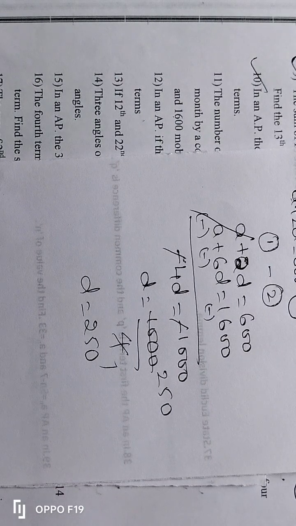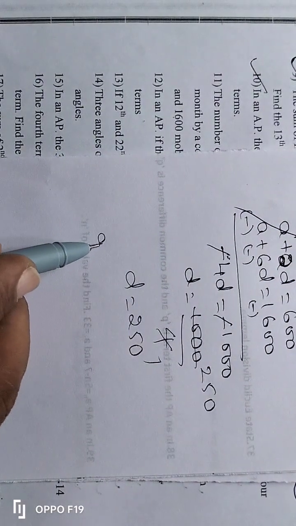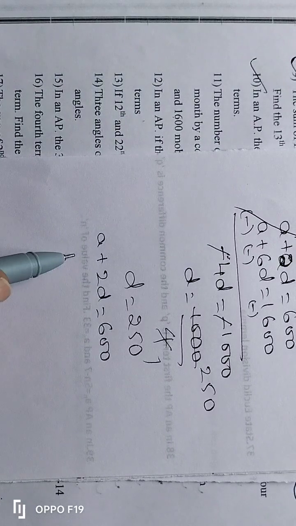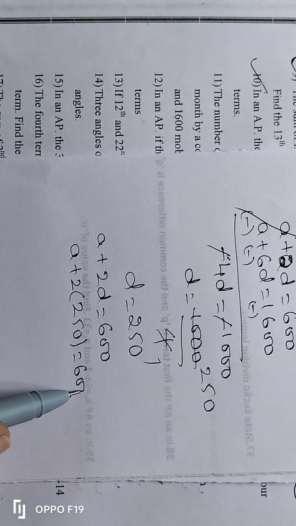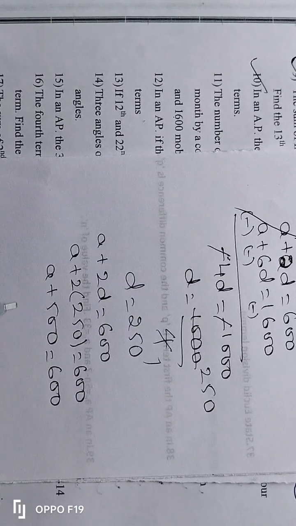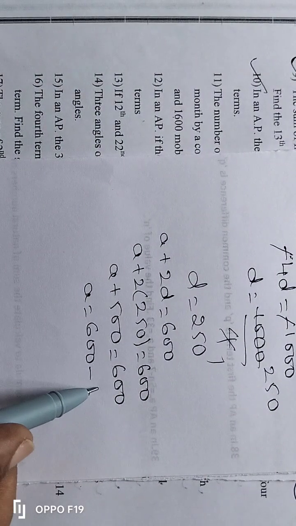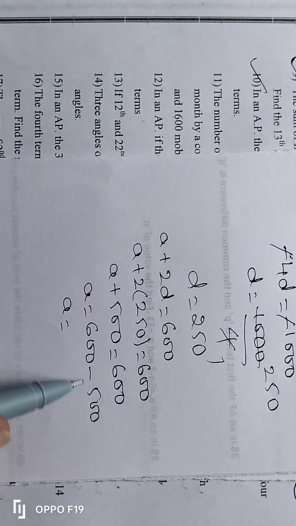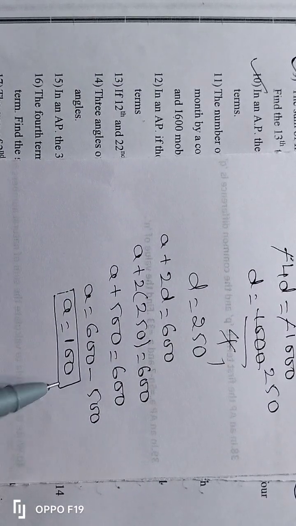After getting the value of D, now we have to find out the value of A, from equation 1 or equation 2. A plus 2D is equal to 600. So A plus 2 into 250 is equal to 600. So A plus 500 is equal to 600. A is equal to 600 minus 500, because if you bring plus 500 across it will become minus 500. So A is equal to 100. So we got the value of A as 100.